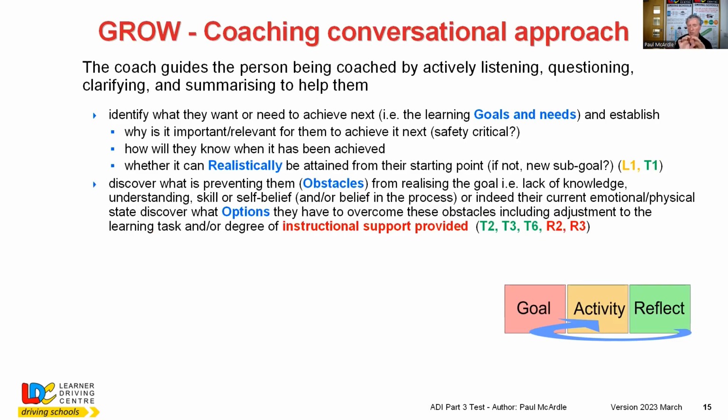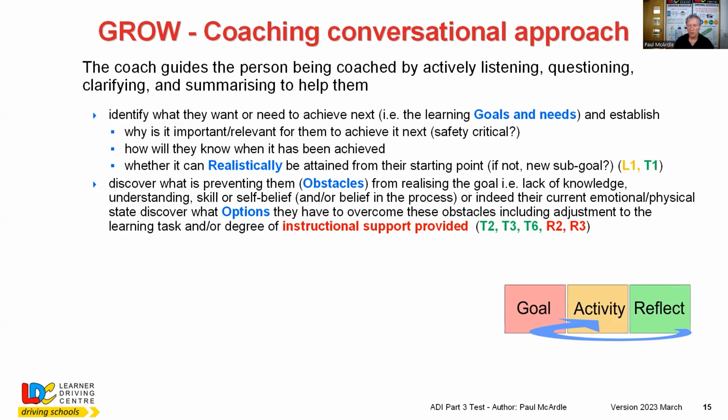So that's the realistic bit. Once you've actually got a goal that's smart, as we'll talk about in more detail, that's basically what you're doing. You're making sure the goal's smart. You then need to discover what is preventing them, the obstacles from realizing the goal. What is it that they need that they don't have to actually achieve the goal? Is it lack of experience, lack of knowledge, lack of understanding, lack of skill, lack of self-belief, lack of belief in you or the process, or indeed, is it down to their current emotional or physical state?